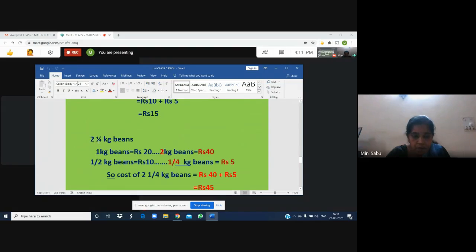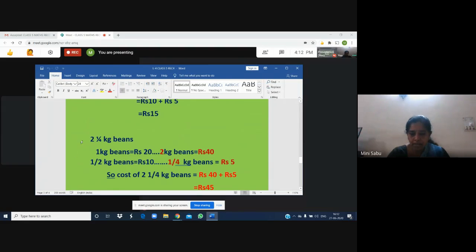But we buy 1/4 kg also. To find out 1/4 kg, we first have to think what is the cost of half kg. If 1 kg is 20 rupees, half kg will be 10 rupees. Then 1/4 kg means again half of it. Half of 10 rupees is 5 rupees. So 2 kg is 40 rupees and 1/4 kg is 5 rupees.